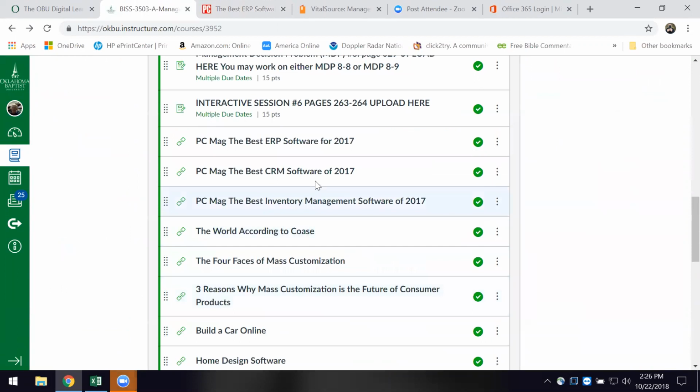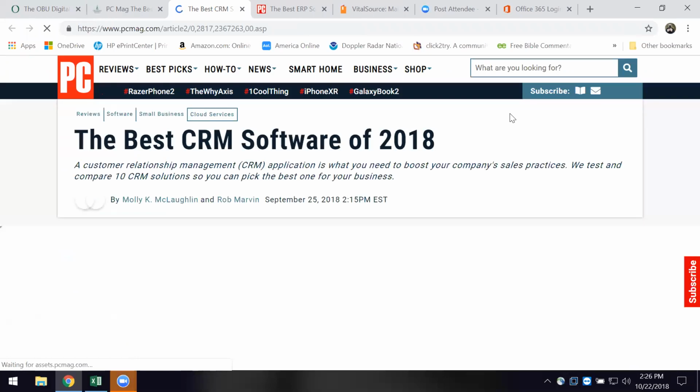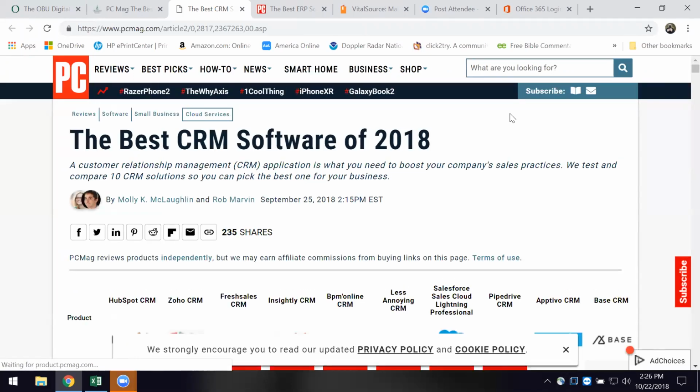Now, this is the best customer relationship management software. If you're a marketing major, you're definitely going to be taking a look at this. And if you get a chance and you've got some that you can see and what it's going to do for you, then again, this is something you would want to take a look at.